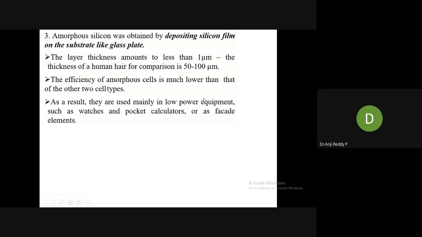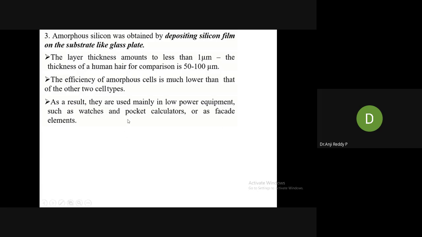And where do we use this amorphous silicon? Particularly where we require low power equipment. In those places we can use this one. As a result of the lower efficiency, we use it in different applications. They are used mainly in low power equipment. Wherever we require low power, in that equipment we use this one, such as watches and pocket calculators, or as facade elements. That means facade elements are where we require low power. These are low power equipments.